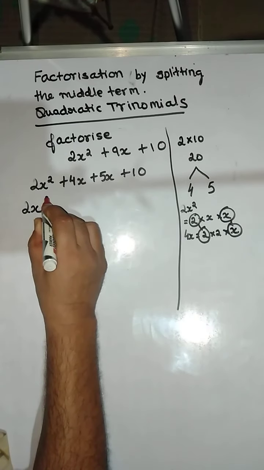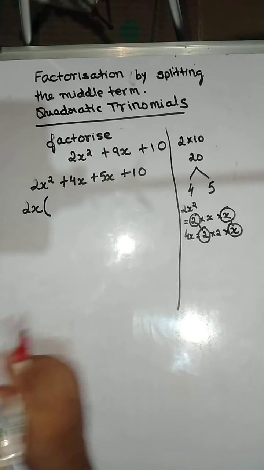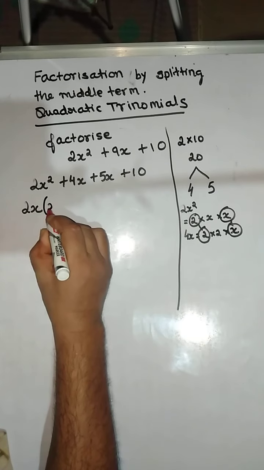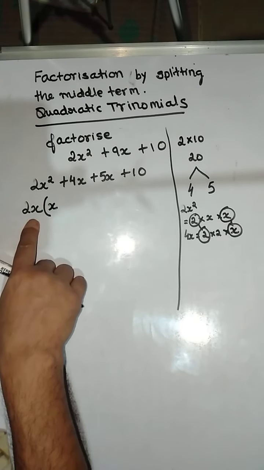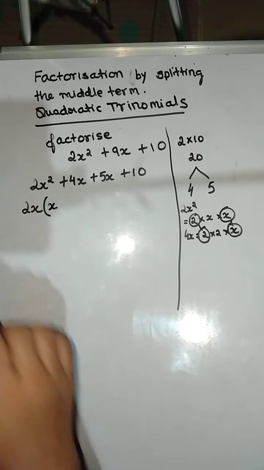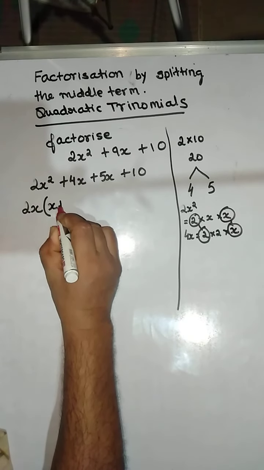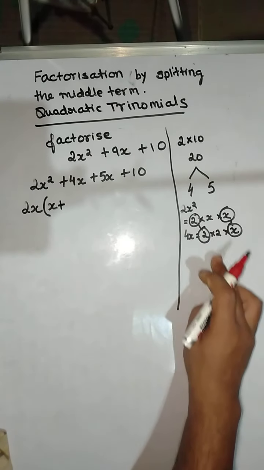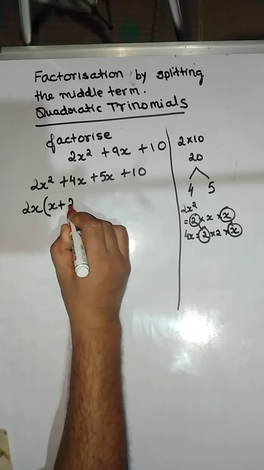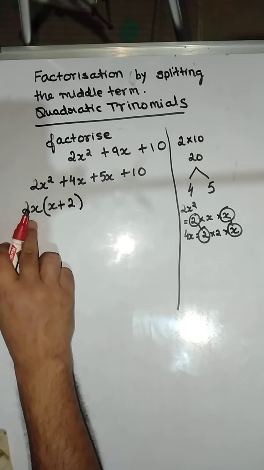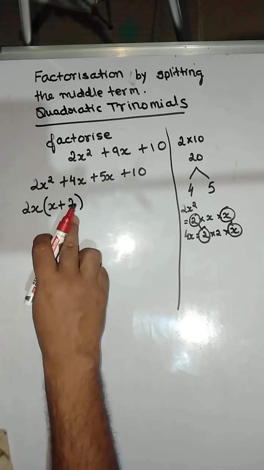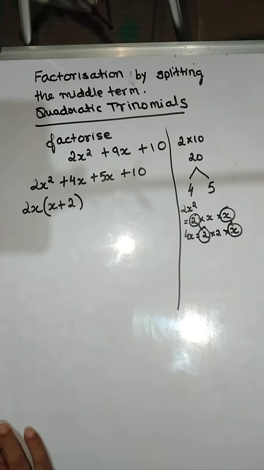So draw a bracket, put this x here, and verify 2x into x is 2x squared. Bring down your plus, and then you see the 2 is left, so I put 2 there, and verify again. 2x into plus 2 will be plus 4x.